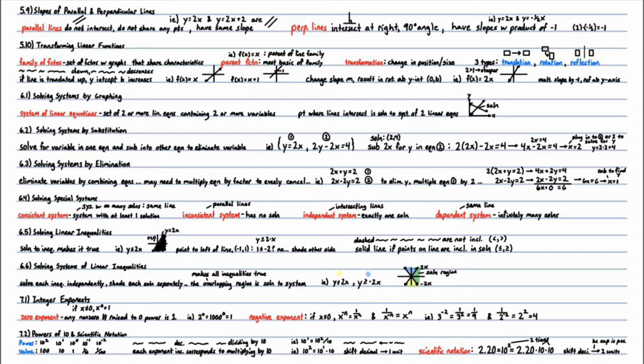If a line is translated up, the y-intercept b increases. If translated down, b decreases. Changing the slope of a line results in a rotation about the y-intercept point (0, b). Multiplying the slope by -1 results in a reflection about the y-axis.